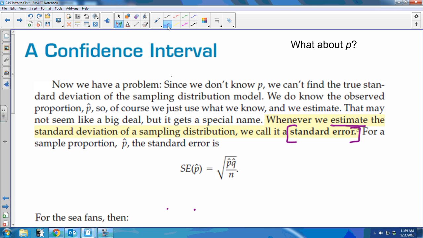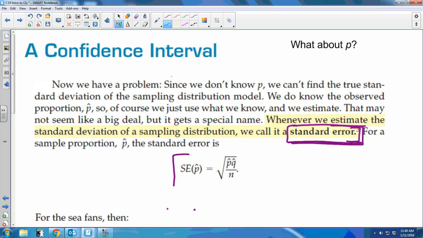So when you estimate the standard deviation, since you're estimating, we call that the standard error. That's going to come up a lot of questions, a lot of problems. So when it asks you about the standard error, you need to understand it's just the estimated standard deviation. It's a fancy name. Okay? But know what that is.